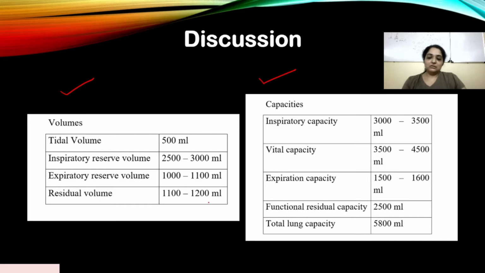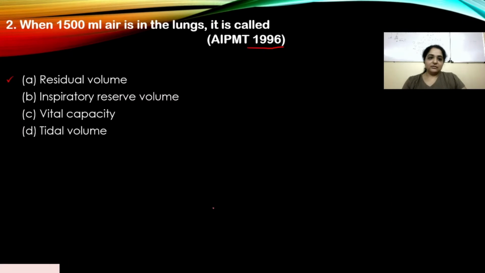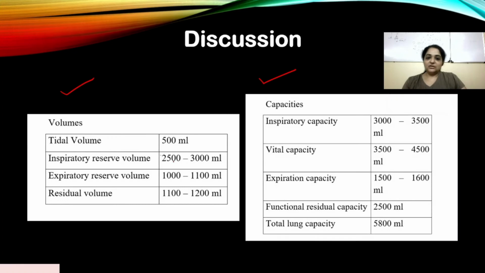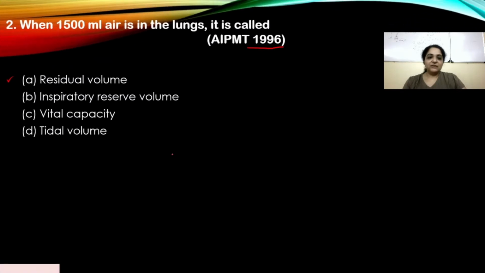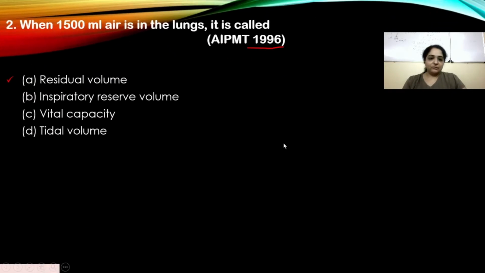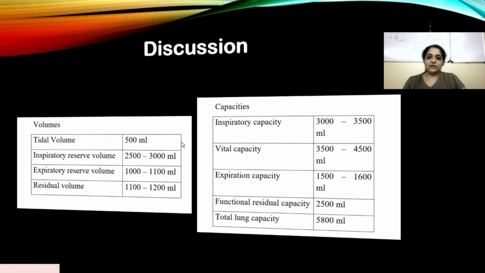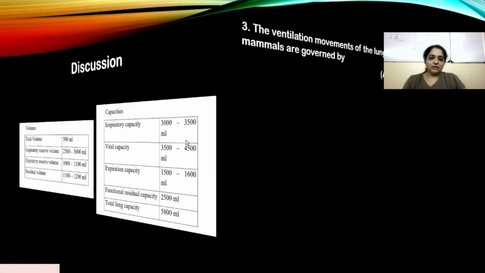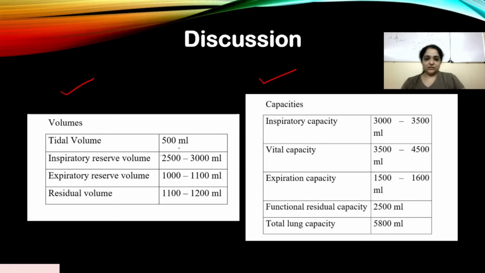So in this particular question, we have eliminated the options. We have inspiratory reserve volume, which is around 2500 to 3000 ml, so that can't fit that answer. We have vital capacity, which is about 3500 to 4500 ml. That again is not possible. And then you have tidal volume, which is 500 ml. So again, that would not fit the answer. So the answer was residual volume.